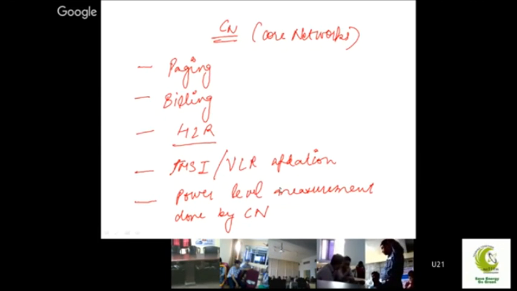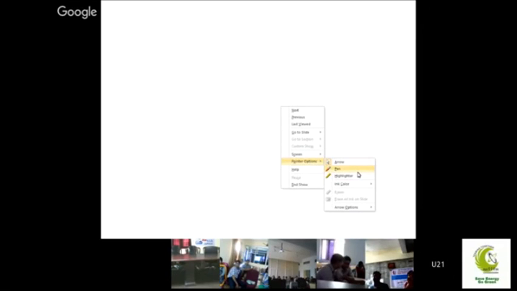Next, the last function is that it also has an authentication center, AUC, authentication center.